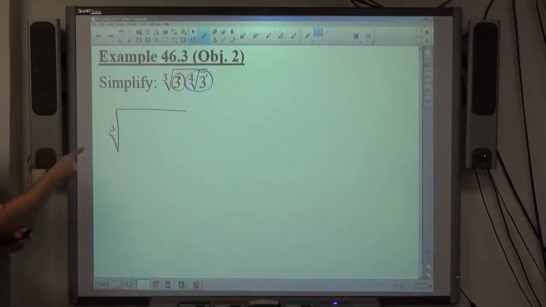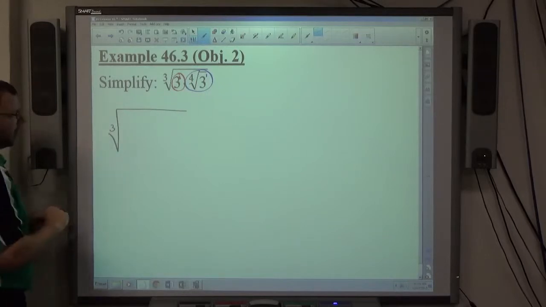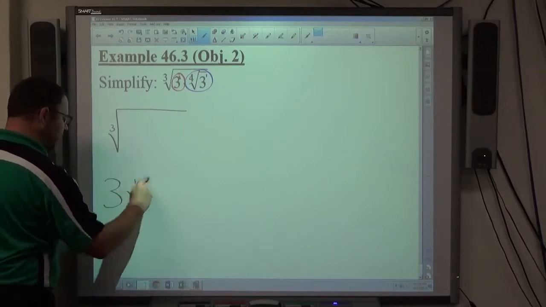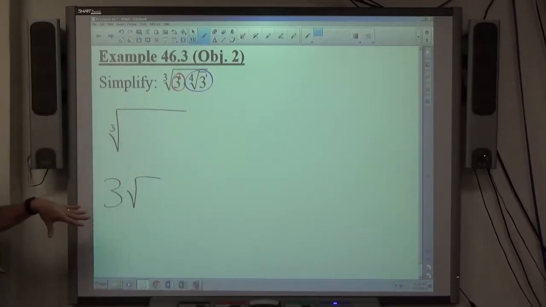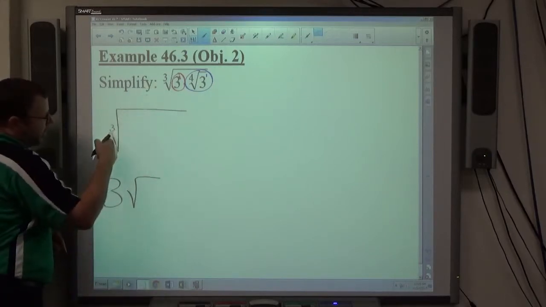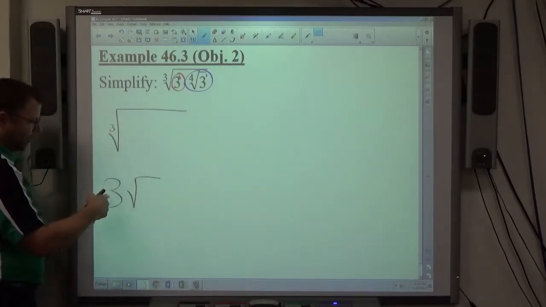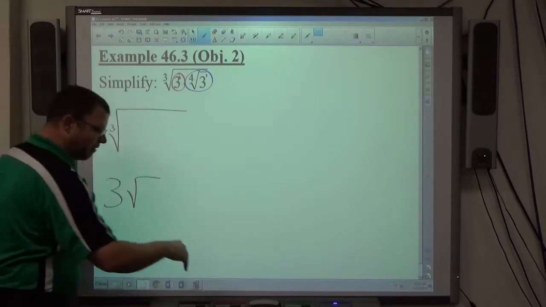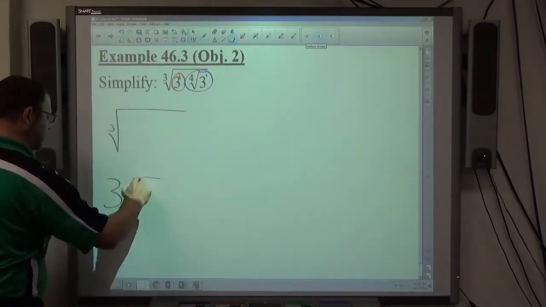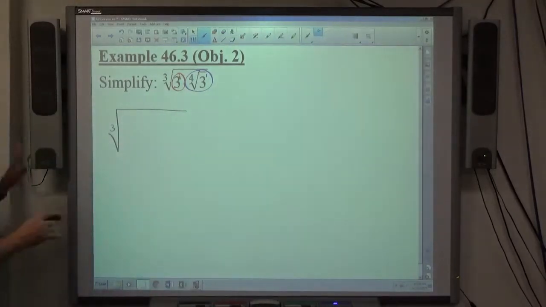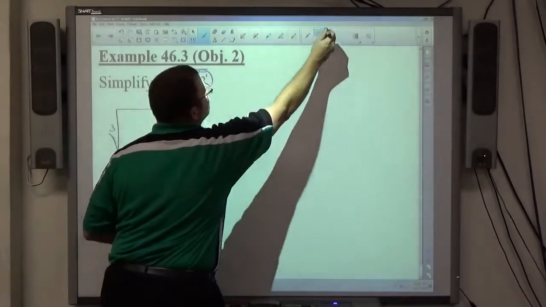And be careful that little 3 is up there in the nook. I've seen people see this structure, so they think that's how the answer is supposed to be written. That little 3 is in the little nook there. It's a cube root. This is 3 times the square root, so they mean different things. So be careful of that. Just writing good, proper mathematical structure here.